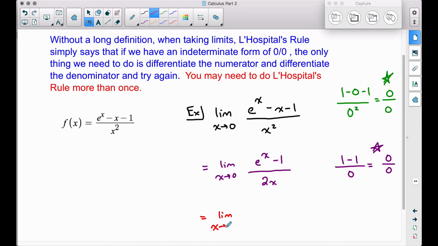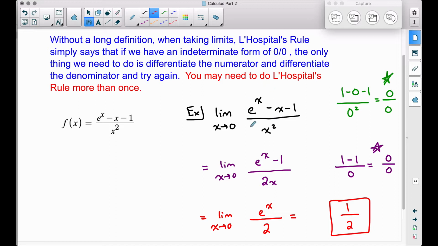The limit as x approaches 0, let's take the derivative of the top again and the derivative of the bottom. The derivative of e to the x is e to the x. The derivative of negative 1 is 0, so I'm going to leave that off. And this is all over now just 2, because the derivative of 2x is 2. Trying direct substitution, we get e to the 0 power, that is 1. And then we don't have an x anymore down here, so we get 1/2. That is going to be our limit.